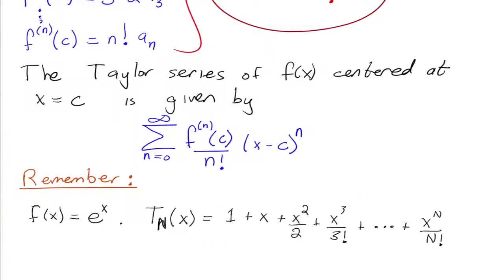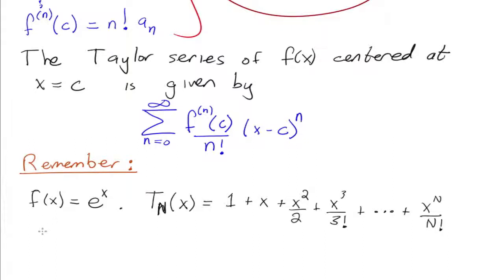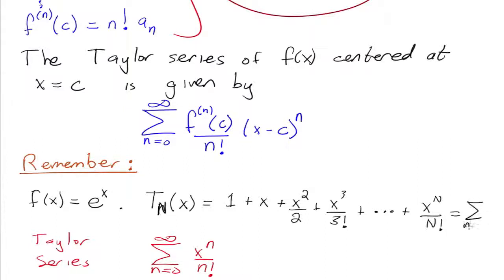So the Taylor series would be the infinite series from 0 to infinity of x to the n over n factorial, right? So this one actually, let's write this one up as a sum. So this is the sum n equals 0 to n of x to the n over n factorial. So that was the Taylor polynomial, and then the Taylor series just takes that off to infinity and beyond, like in Toy Story, right? Yes, I got it right this time.